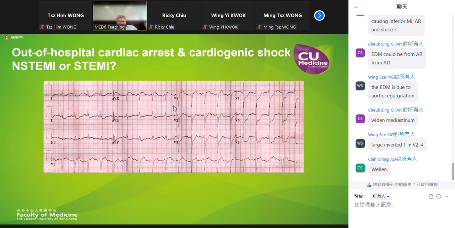All right. So this is the second one. Quickly, out of hospital cardiac arrest and cardiogenic shock. STEMI or non-STEMI? What is going on? What do you see?